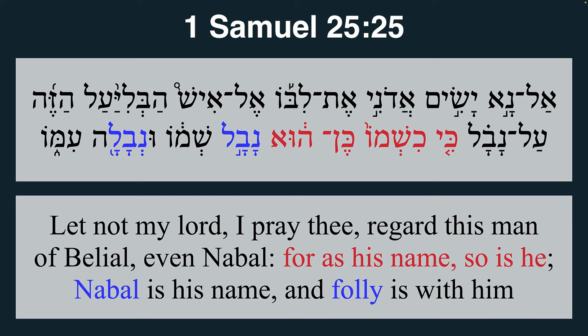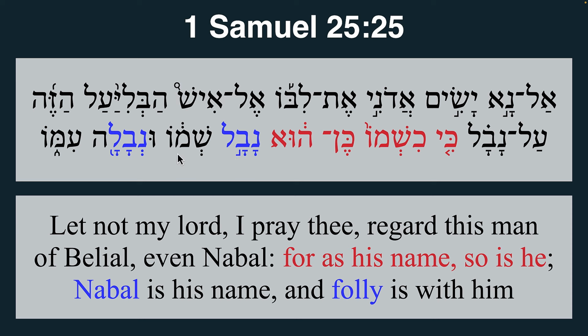But what is happening here is that his wife goes to apologize to David, and she says about her husband, "For as his name, so is he." Ki keshmo ken hu. As his name, so is he. So this shows that the name defines that person. And this is the best example because his name is Nabal, which actually means a fool.